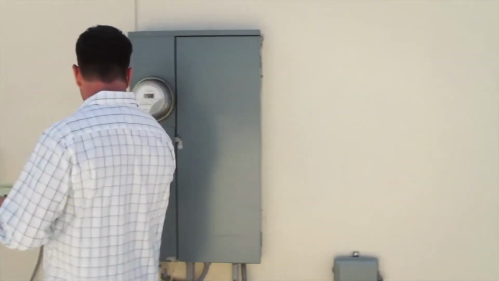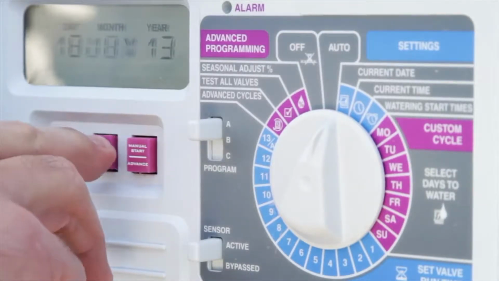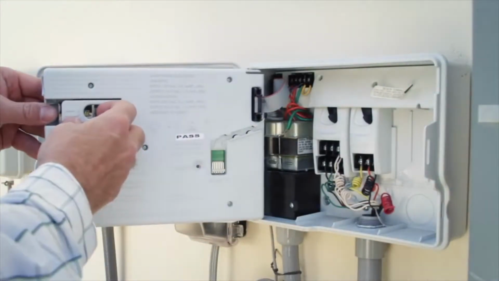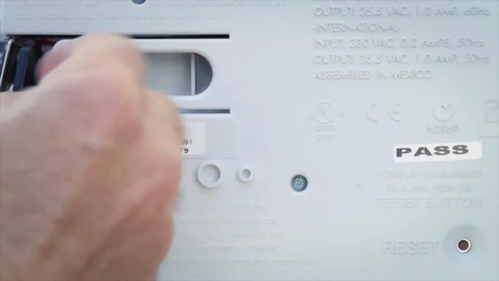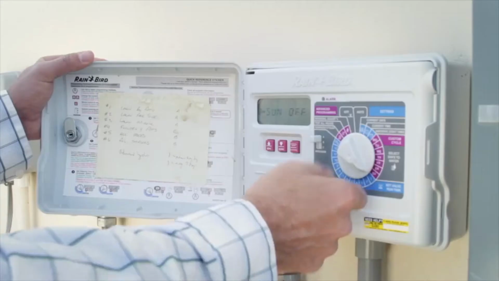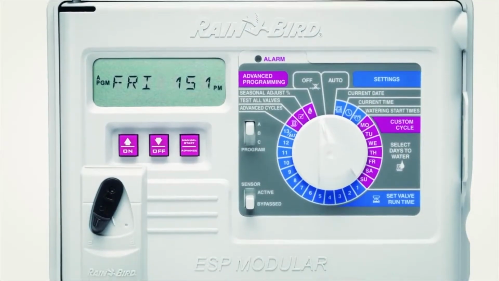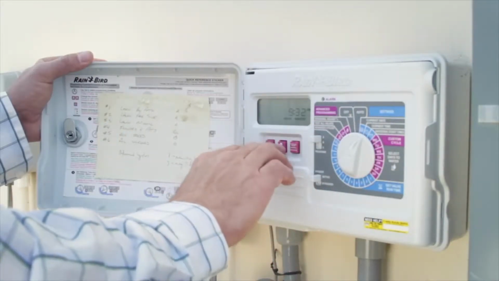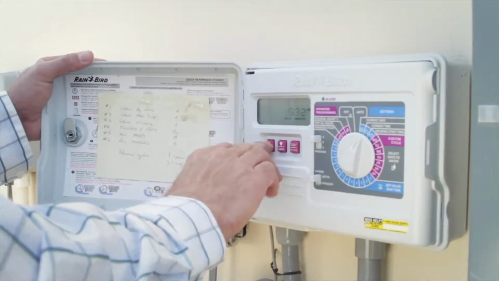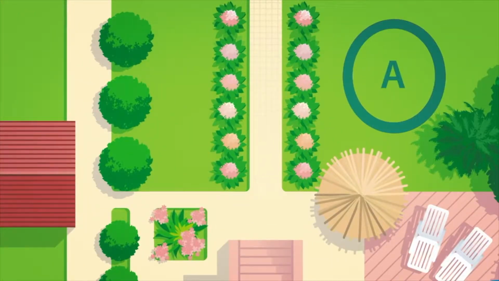First, go to your controller and make sure the correct date and time is set. Some controllers save their information when the power goes out by using a battery. If your controller has a battery, it's a good idea to replace it every 6 months. Next, make sure each zone is programmed the way you want it to run. Most controllers use a multiple program, or ABC system. Each program can be set to water multiple zones in your yard. For example, Program A may control the watering for your lawn.